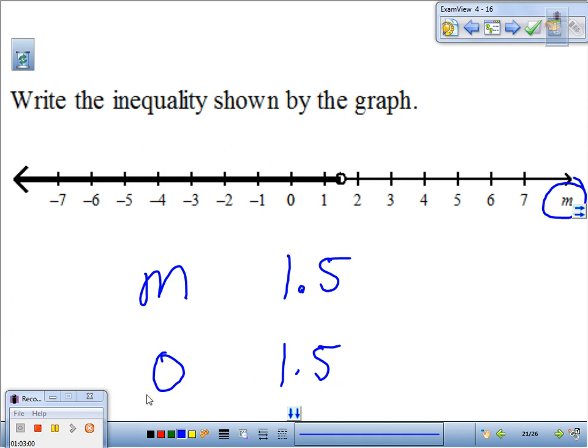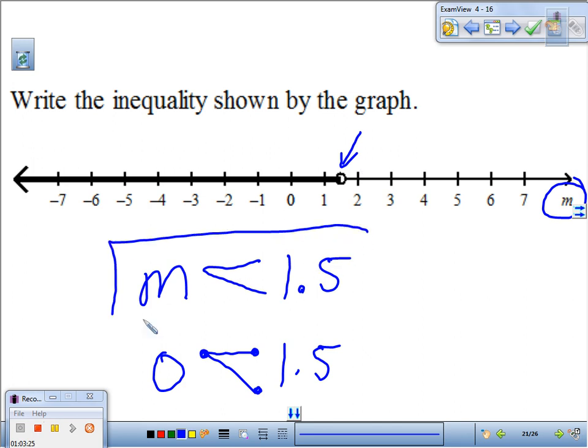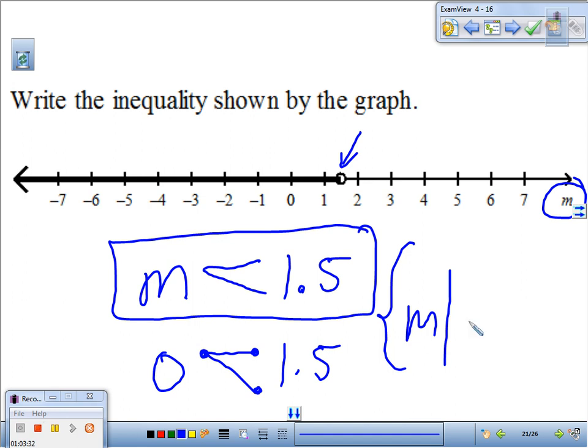If these two were on a scale, here's the scale. From here to here, it's even. Which one would be heavier? 1.5. That means this side of the scale will drop. That means the arrow will point that way. That means it would go that way. Is it a closed point? It's open, so we leave it like that. This is our inequality. However, now that we know solution set, what would we write? Solution set of m such that m less than 1.5.